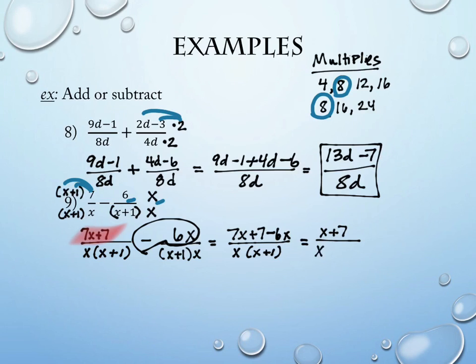My denominator has an x in it and an x plus 1 in it. There's no factors that cancel, though. I know there are matching terms, but remember, we can't cancel term-wise. We can only cancel if the factors match. And the x plus 7 on top does not match the x plus 1 on the bottom. So we are stopped at that point. If you wanted to distribute out the denominator, you could. It wouldn't be wrong. It's just also not necessary. Okay? Any questions on that one?